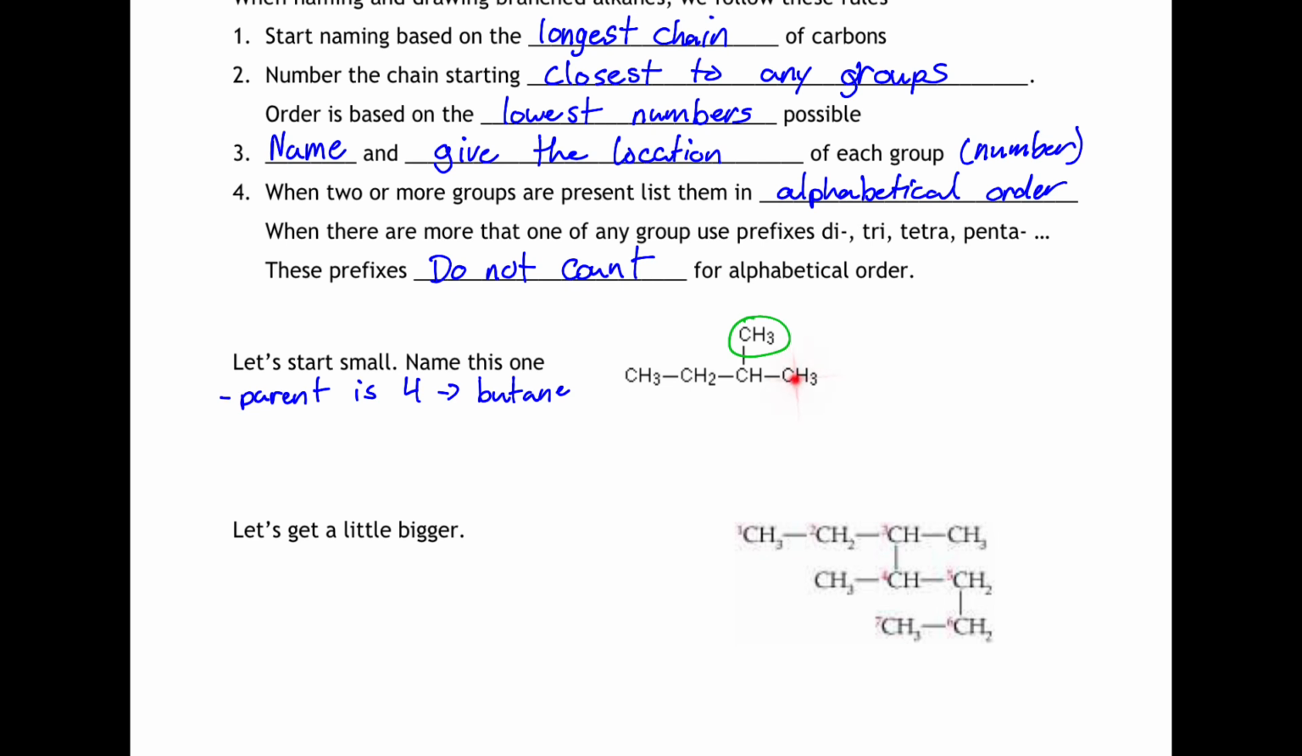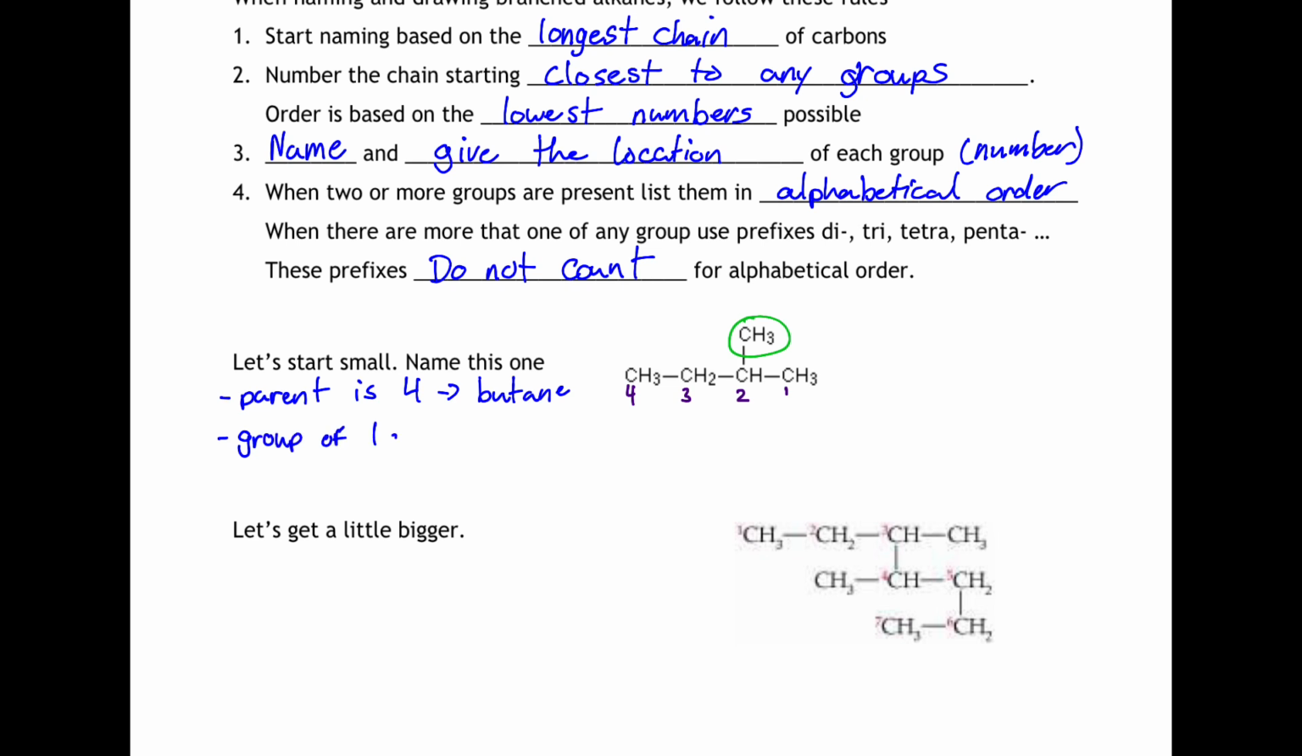If I start here, this one gets a 2. So we'll do it that way. If I go the other one, this one becomes a 3, and we don't want the higher numbers. We want lower numbers. So we're going to number this one 1, 2, 3, and 4. So these are the number of carbons in each chain, so we can tell where that group is. So we have the group here.